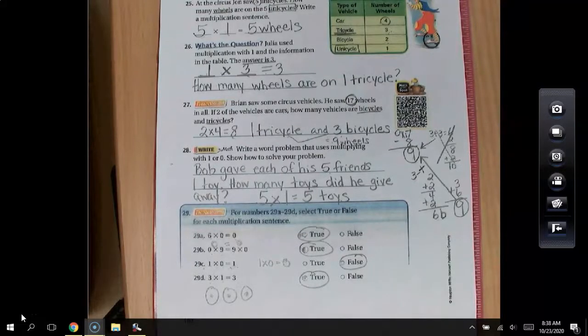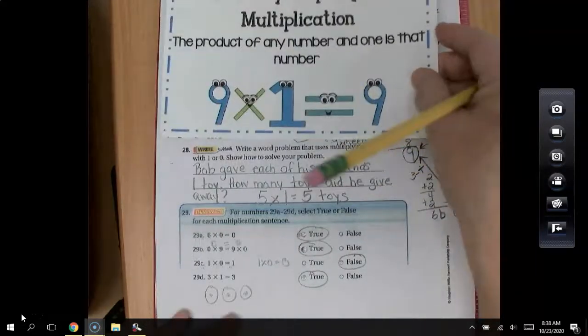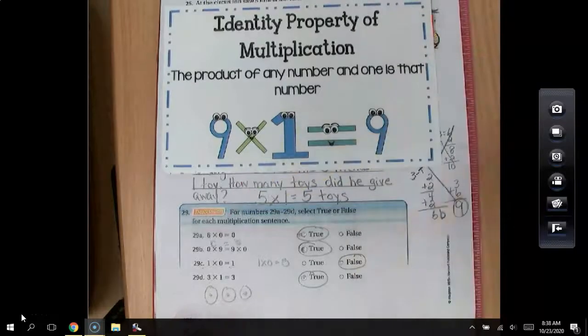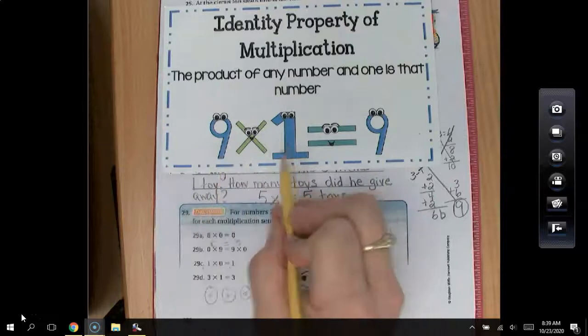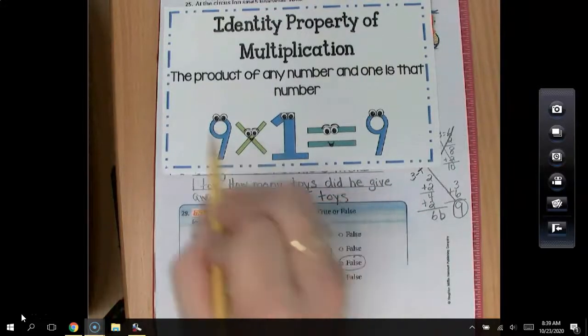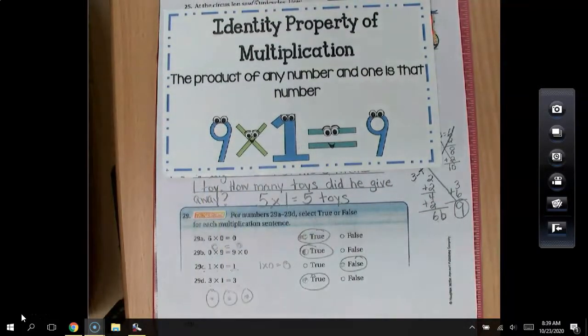Boys and girls, you did an awesome job today. Don't forget how important it is for you to know these properties. Let's look at them one more time. The identity property of multiplication means the product of any number and 1 is that number. So 1 always loses. Any number times 1 is always the other number.